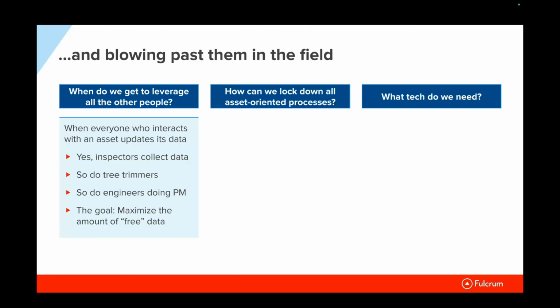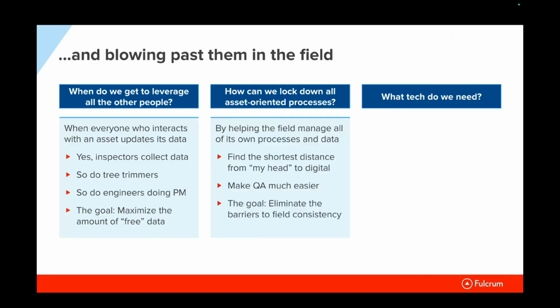The second question, how can we lock down all of these asset-oriented processes? One of the ways that we can do that, perhaps the most important way we can do that, is by helping the field manage its own processes and data the same way that the office has always had the ability to manage its own processes and data. So I think of the process I talked about before, where you've got multiple apps and it's in your head as far as how you're going to do it, or it's on paper and it's in your head as far as what order you're going to do it in.